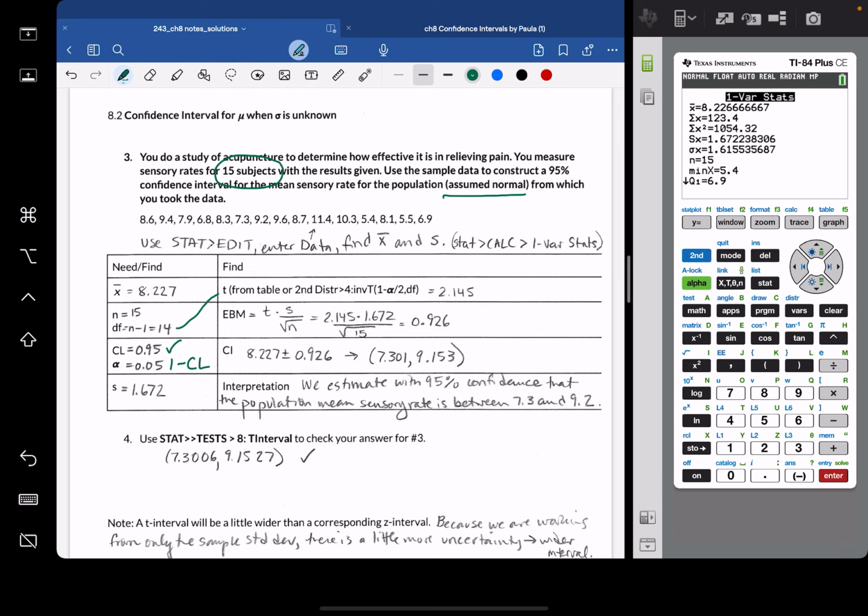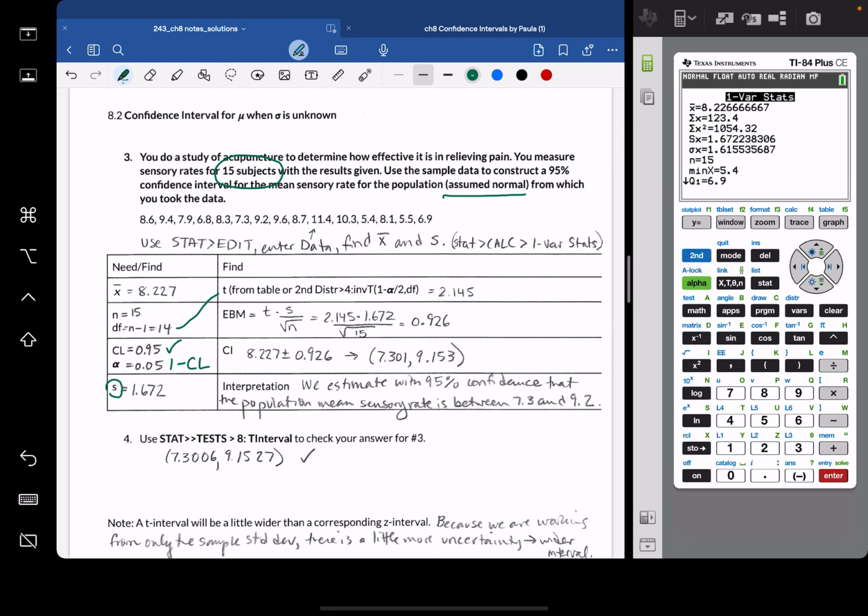And S, how do we find S? Well, that's the sample standard deviation, and I find that on my calculator right here. S is 1.672. So I have almost all the ingredients I need. I've got all of these filled out.